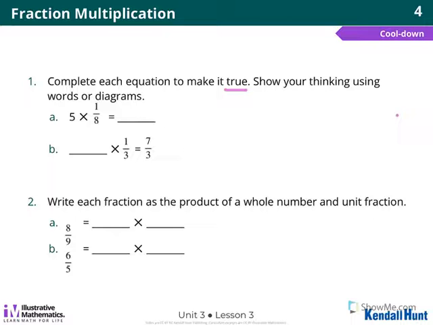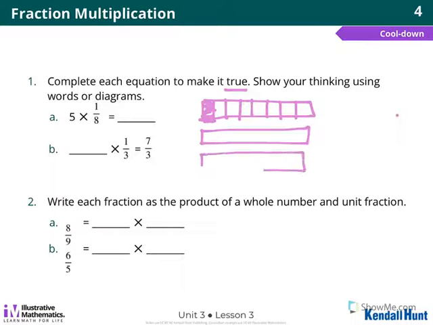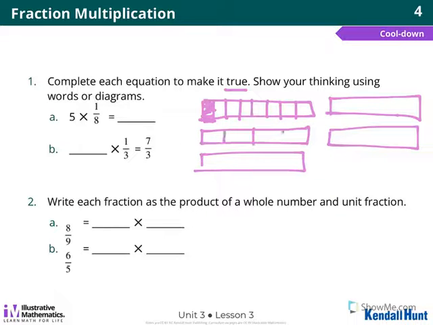Okay, well, for A, 5 times 1/8, well, if I'm using a diagram, I'm going to split it into 8 equal parts and shade in 1. So I have 5/8, so here's 2, 3, 4, and 5. Then I split them each into 8 equal parts and shade 1.